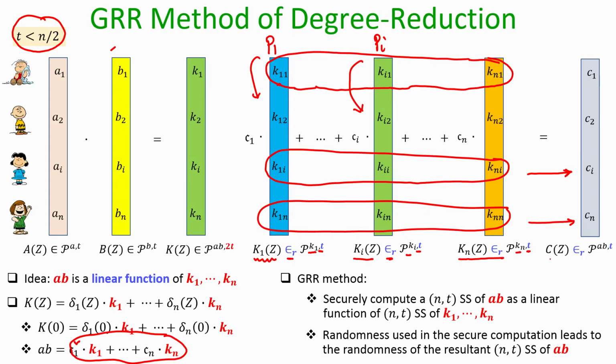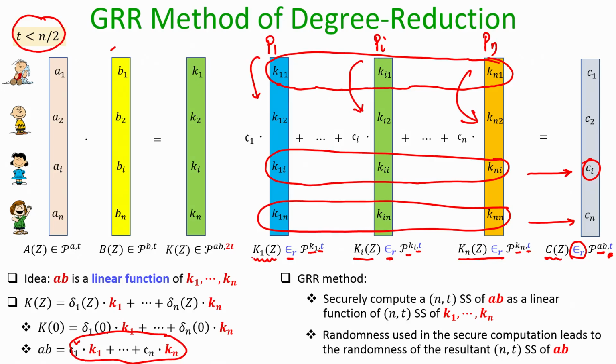And the claim now is that this vector of C values, which the parties now have collectively, with the ith party having the ith component, lies on a polynomial Cz whose constant term is ab, and its degree is t, and it is a random polynomial. That means all its coefficients except the constant coefficient are random elements.